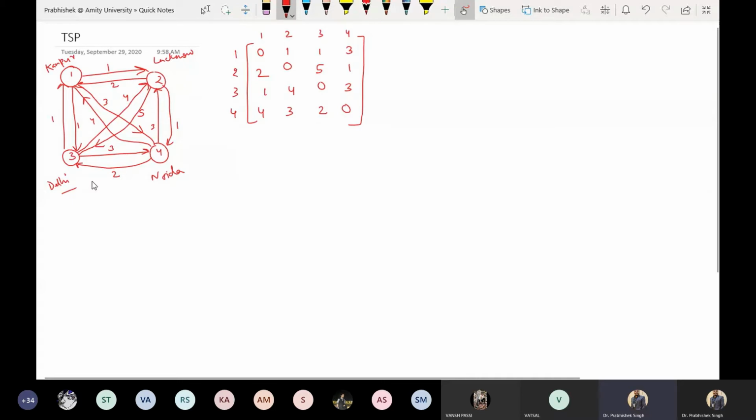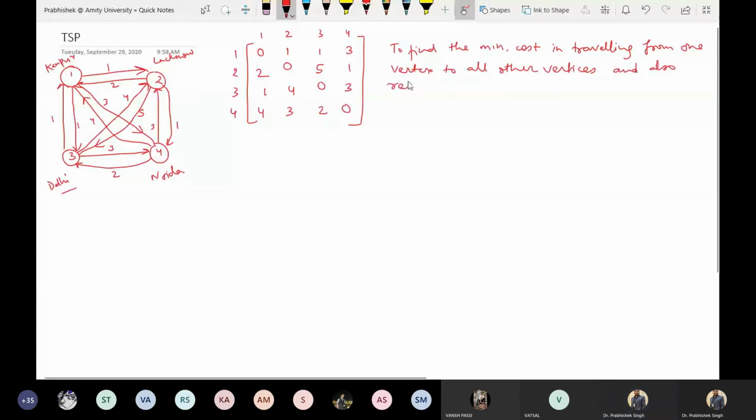Okay, this is called the traveling salesman problem. So if you want to define the traveling salesman problem, this is a problem to find the minimum cost in traveling from one vertex to all other vertices, and also return back to the source vertex. I hope you are understanding this point.